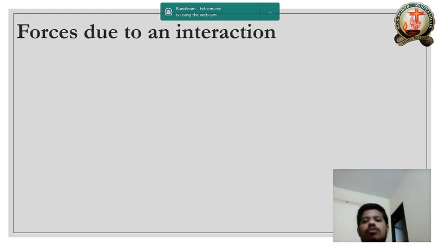So the first thing is force is due to an interaction. So when are we going to apply the force? If I am sitting normally, doing yoga or something, I am not doing anything, I am just sitting idle. A statue always sits idle. It cannot move from one place to another, so we cannot impart any force on that object, right?